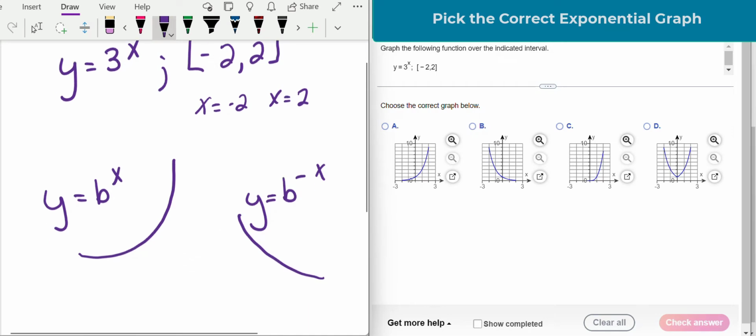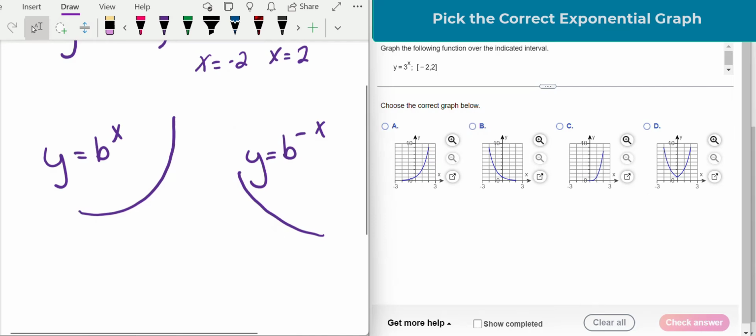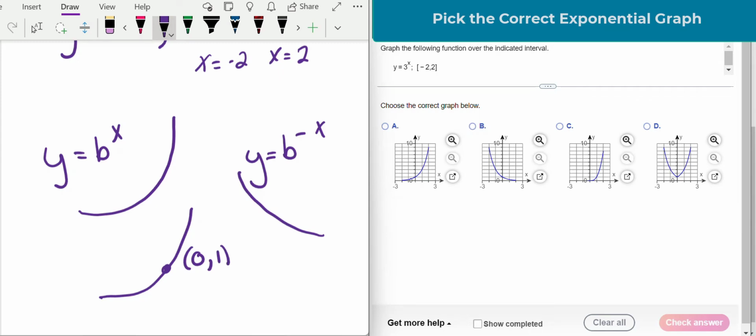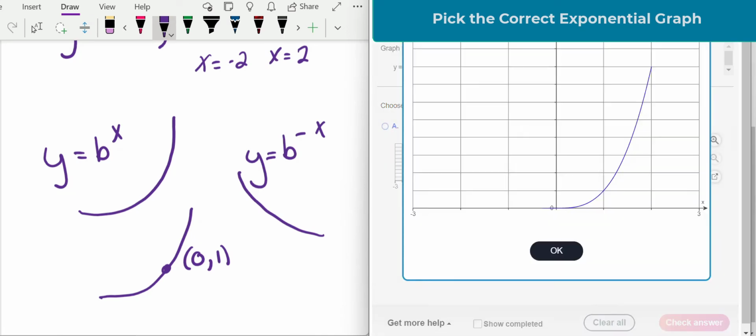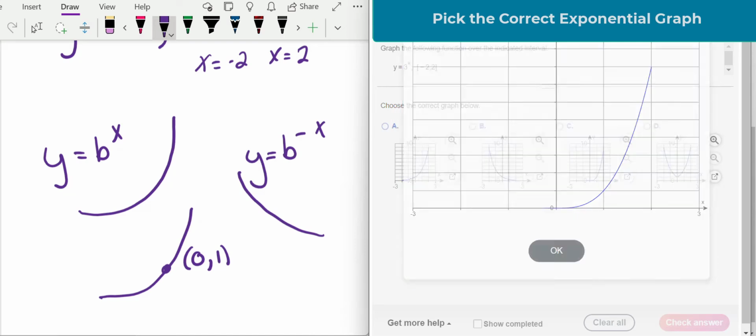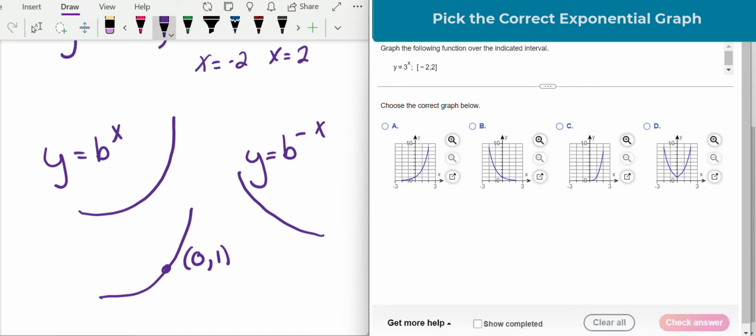Now there's another property we need to remember, is that whenever we have a graph, it always goes through 0, 1. Now let's look at our pictures again. This one looks like it goes through, here is 0, 0. It looks like it goes through 0, 1. It looks like this one might be it, but let's look at the other one too. Now, as we look at this one, here's 0, 0. Doesn't go through 0, 1, does it? So that definitely tells us it has to be A.